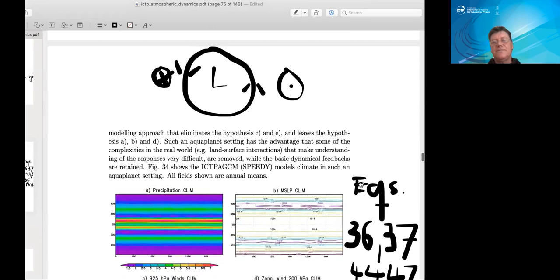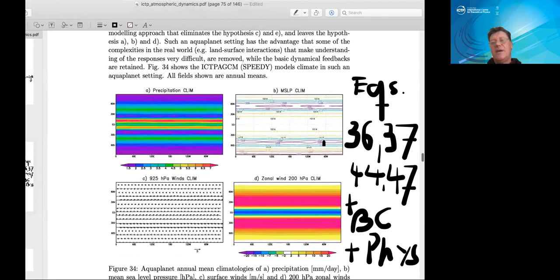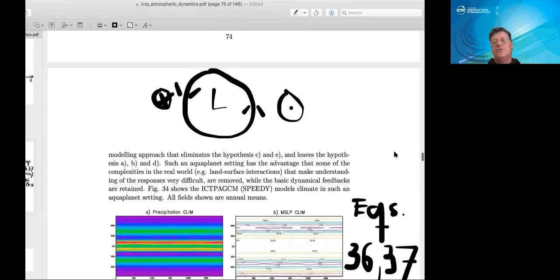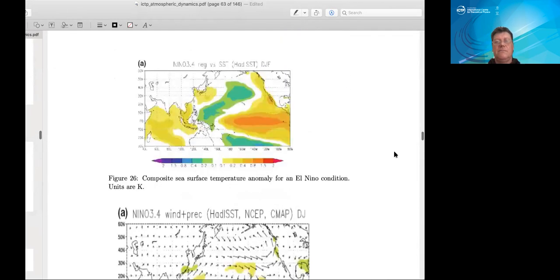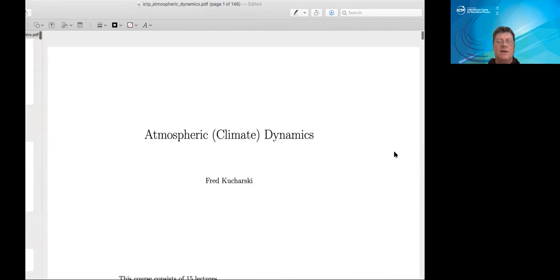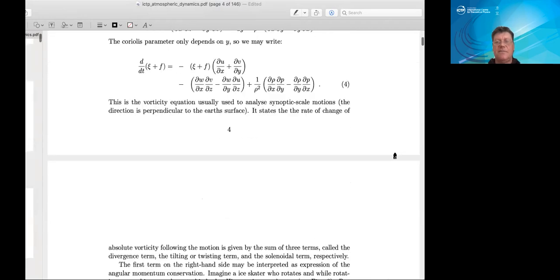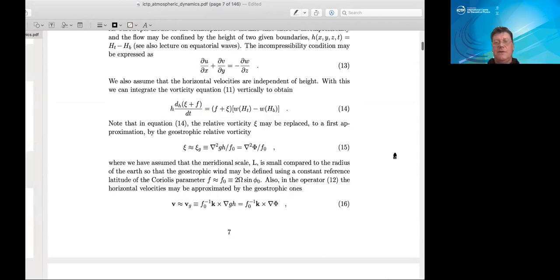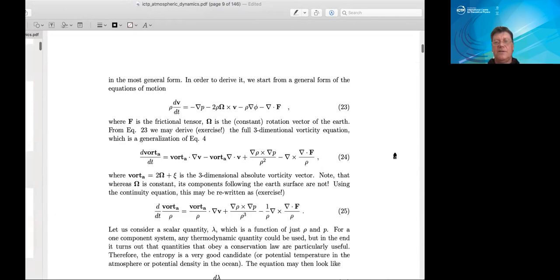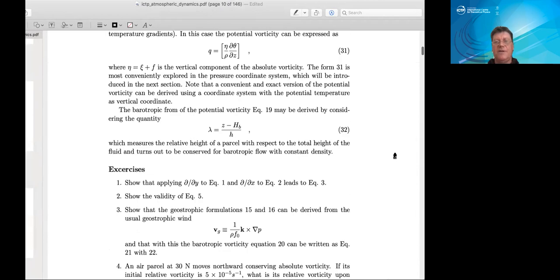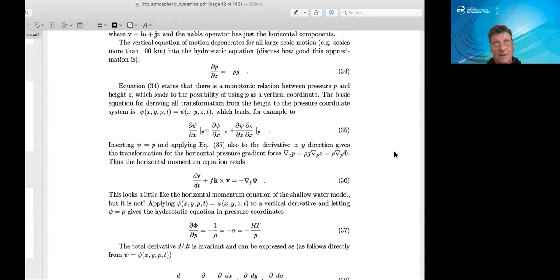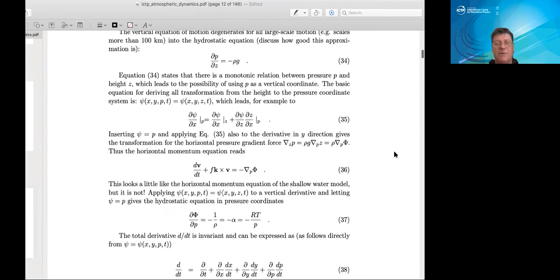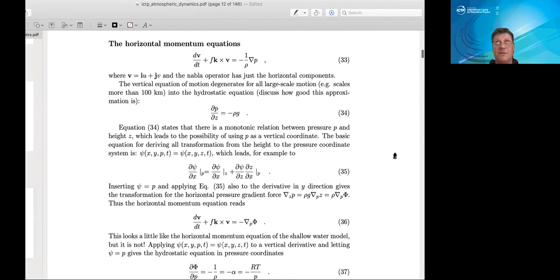And this model is using the equations that we have derived in this course. So we are using the equations in the pressure coordinate system. This model is based on the pressure coordinate system. In principle, it's a small deviation, a coordinate system that is pressure divided by the surface pressure, but in principle, it's similar to a pressure coordinate system.